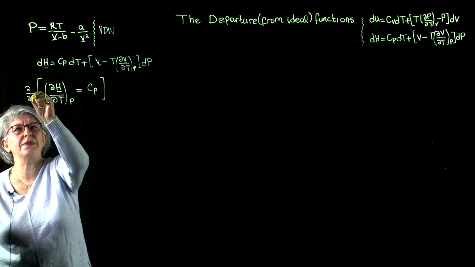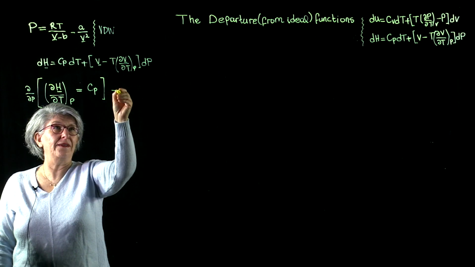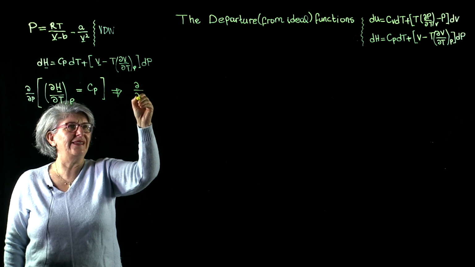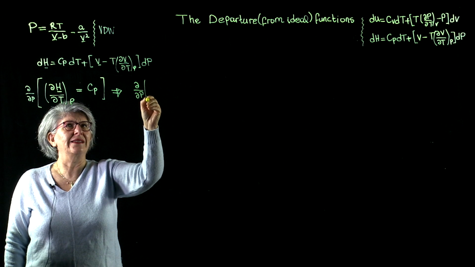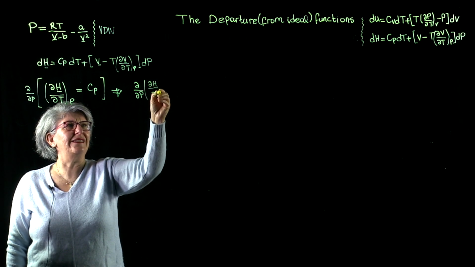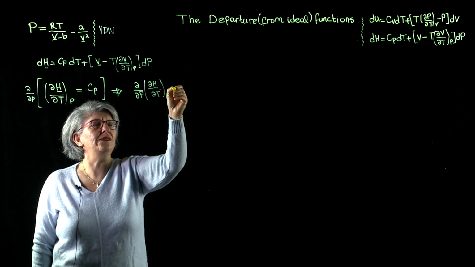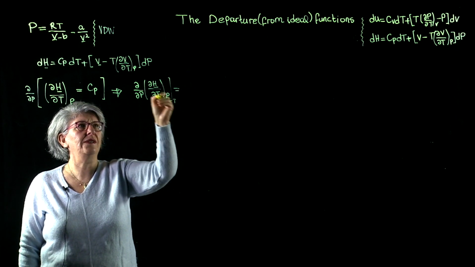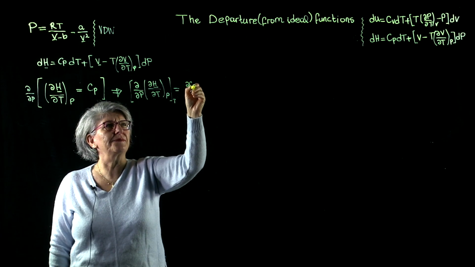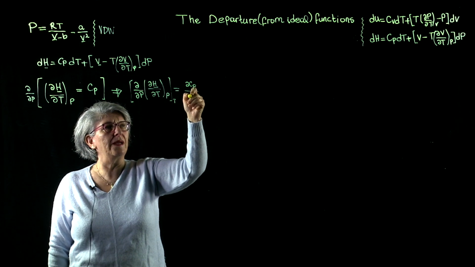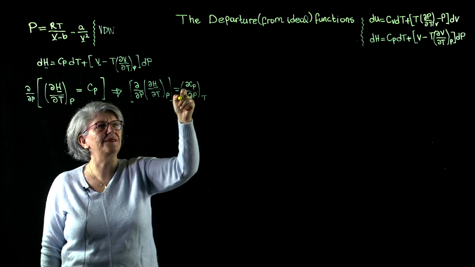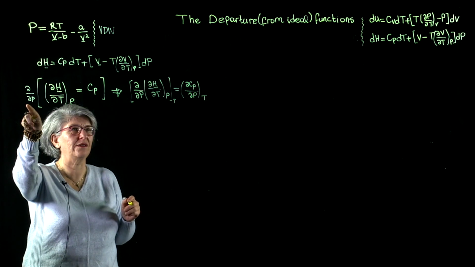Del over del P. Now here we are going to have del over del P times del H over del T at constant P. On the other side, of course, this is at constant T, we have del Cp, this is the real fluid heat capacity, over del P at constant T. I differentiated both sides of this equation with respect to P.